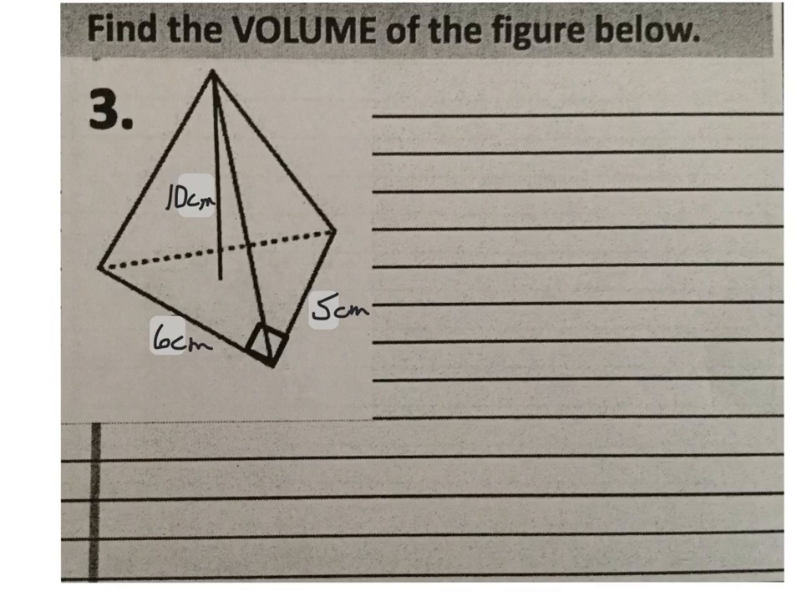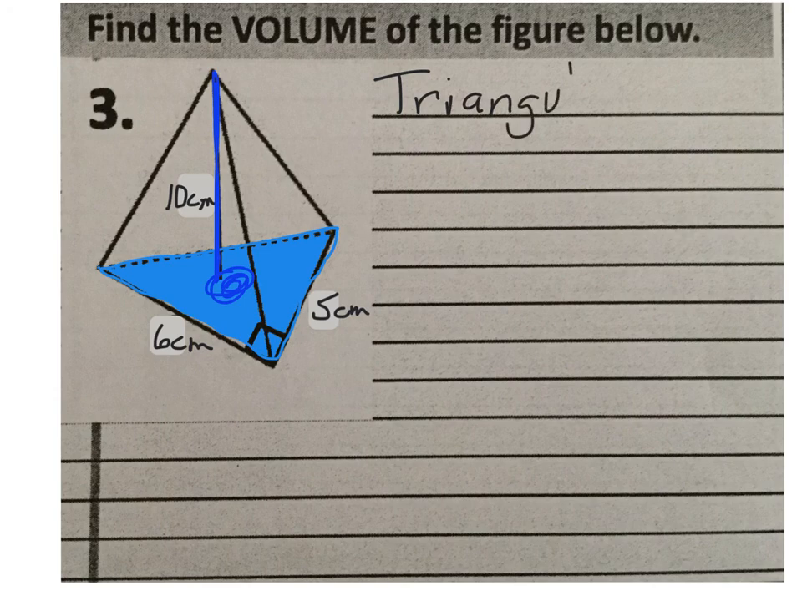Okay, first step, identify that base. Base again does not mean bottom. It could be on its side, but what you do need to realize is this is the height of the object. This piece right here is the height, and what it runs into is the base of that object. So let's identify it first: triangular pyramid, because it comes to a point. There's only one base, so it's a pyramid.